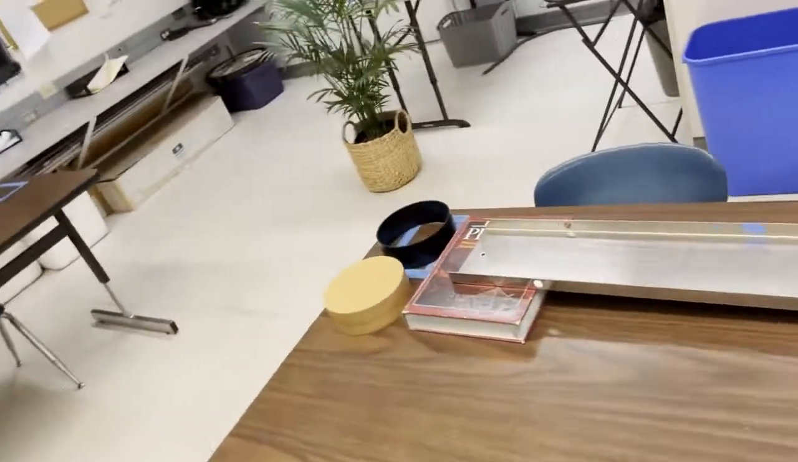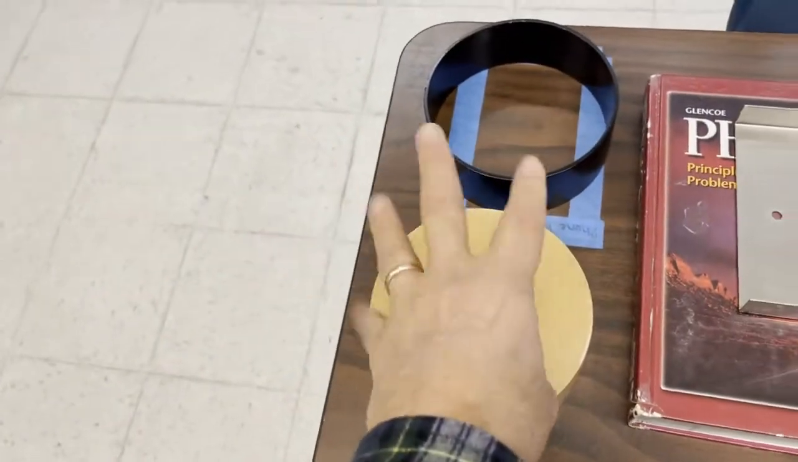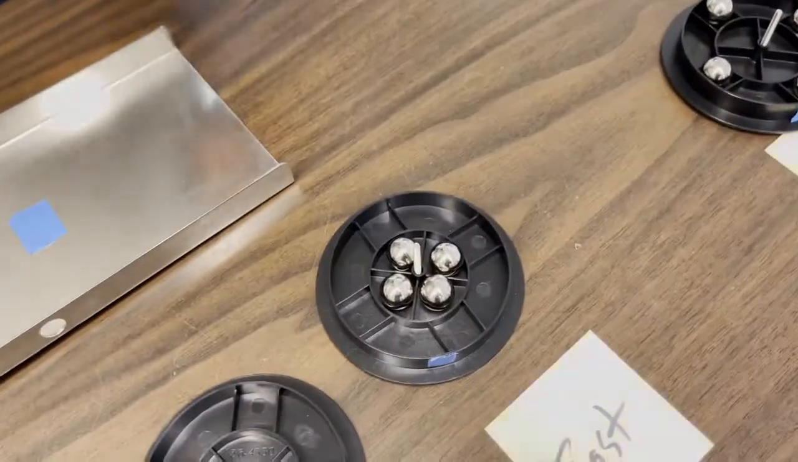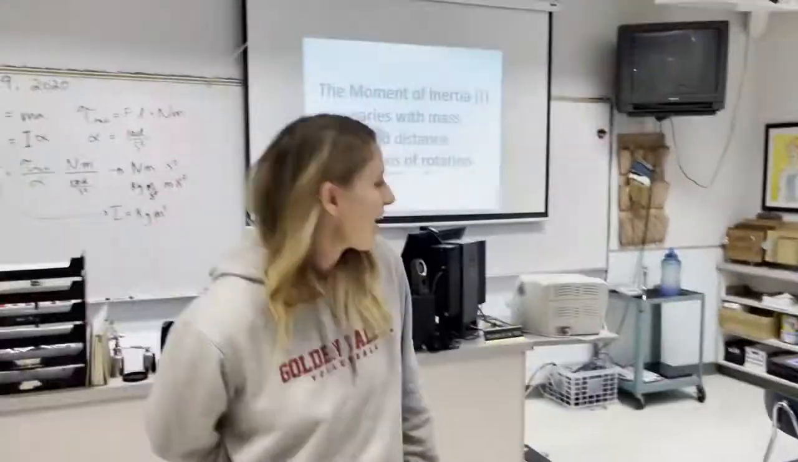That goes back to this. The ring has got all the mass around the edge, like the slow one. And this one has all the mass evenly distributed, which is not exactly the same as this, but closer to that.